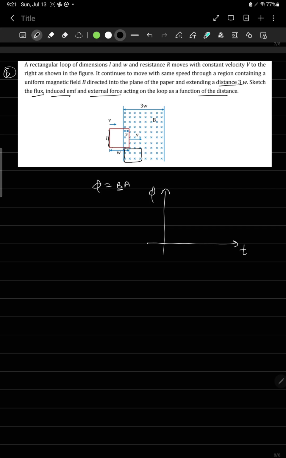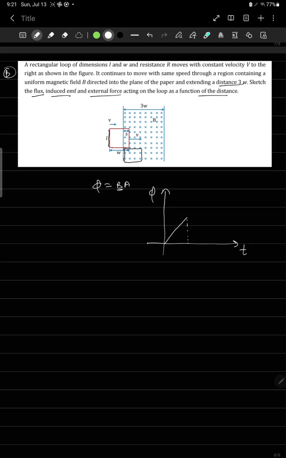So from this moment to this moment, the flux will keep on increasing at a constant rate because it's moving at constant speed. So how is the graph? We'll be having a straight line graph, okay, because the flux is increasing at a constant rate here.